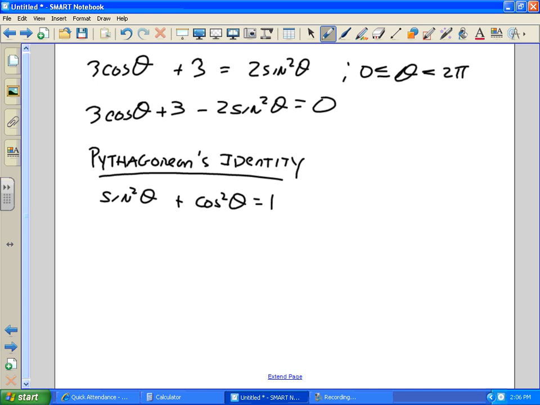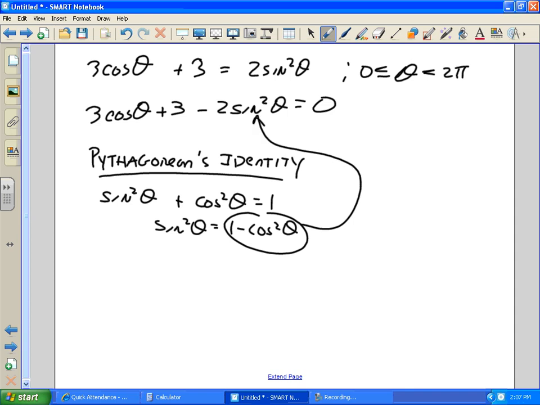So I want to solve for the sine squared of theta. So I'm going to subtract cosine squared of theta from both sides. So I get sine squared of theta is equal to 1 minus the cosine squared of theta. And everywhere I see a sine squared of theta, I'm now going to replace it with 1 minus the cosine squared of theta. So coming down, I get 3 cosine of theta plus 3. What am I doing to the sine squared of theta here? I'm multiplying it by negative 2.